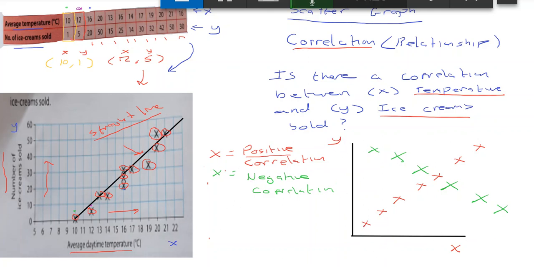If we take something like this, imagine we plot values that are like this. If we just focus on the blue x's, if the data is showing up all over the place, then there's no correlation.